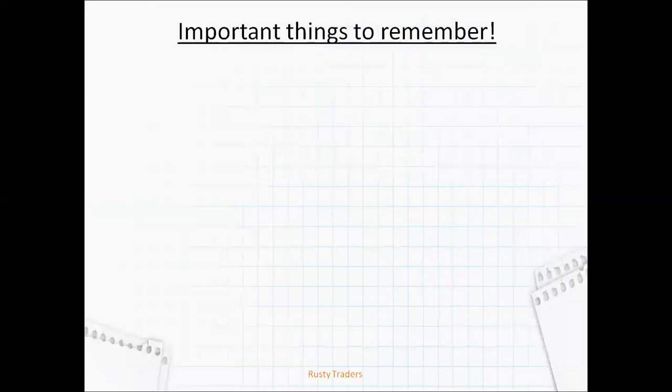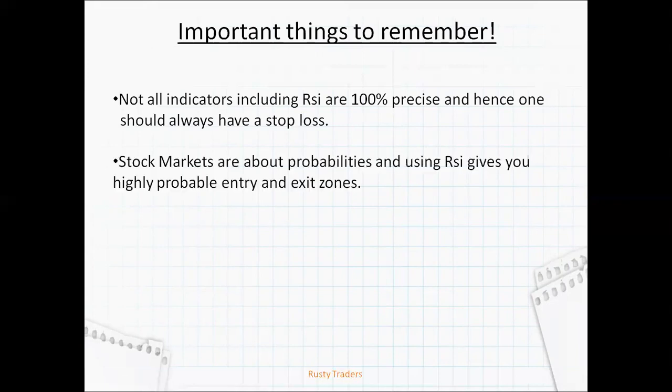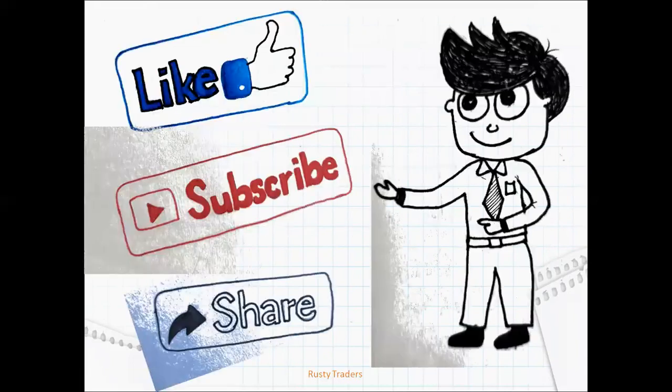Important things to remember, as we have discussed, not all indicators including RSI are 100% precise, and hence one should always have a stop loss. Stock markets are all about probabilities, and using RSI gives you highly probable entry and exit zones. You should always use the RSI along with other indicators. On that note, we bring this session of ours to an end.